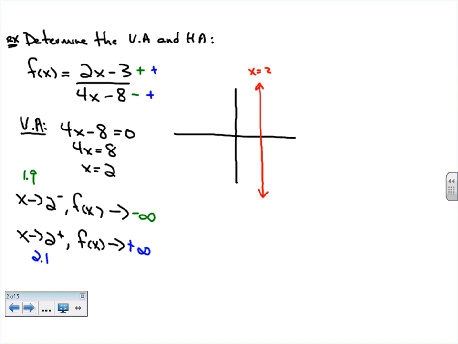So what this told me now is that my function, which I'm doing here in green, on the left-hand side of 2 was going towards negative infinity, and on the right-hand side, it was going towards positive infinity. Ultimately, what that's going to help me do is sketch the graph when we need to sketch it. Does that make sense, what I've done? Okay. So that's all there is for determining the vertical asymptote. Okay? Horizontal asymptote.